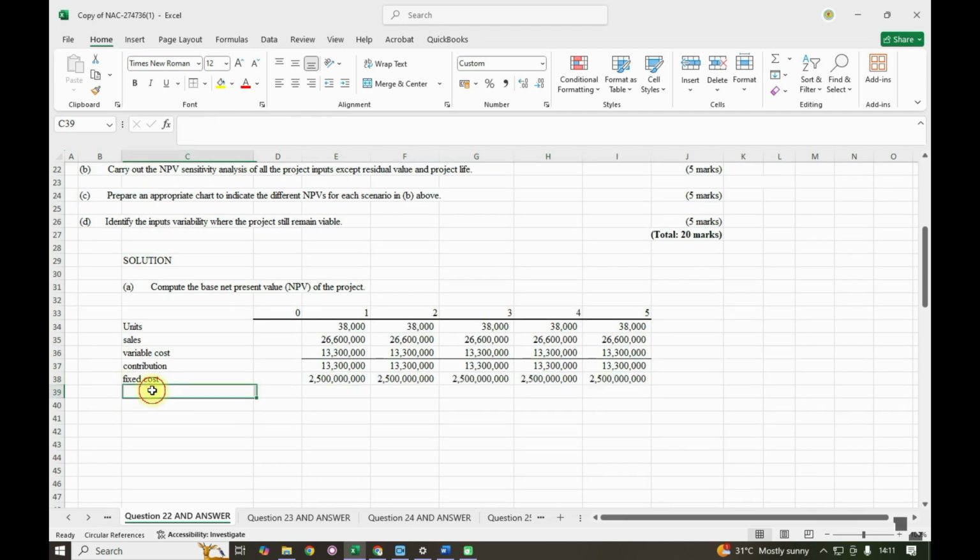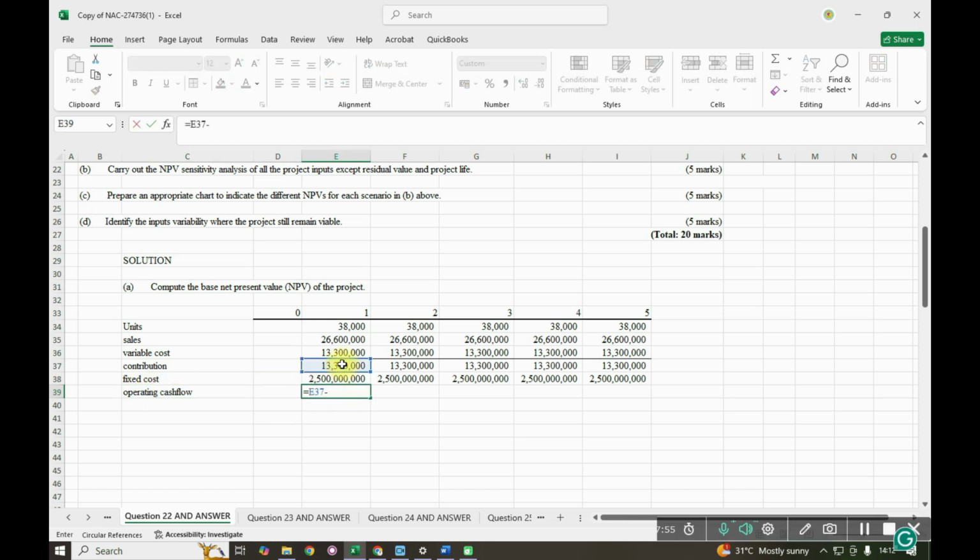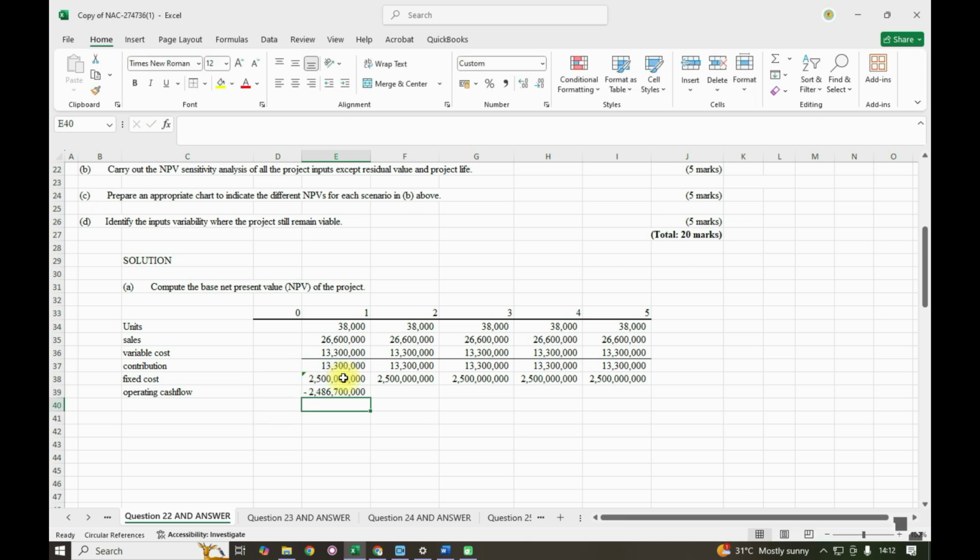Then after that, we shall get our cash flow, operating cash flow. We don't have tax. Operating cash flow, in this case, we shall take this minus this, and we shall autofill that top border.